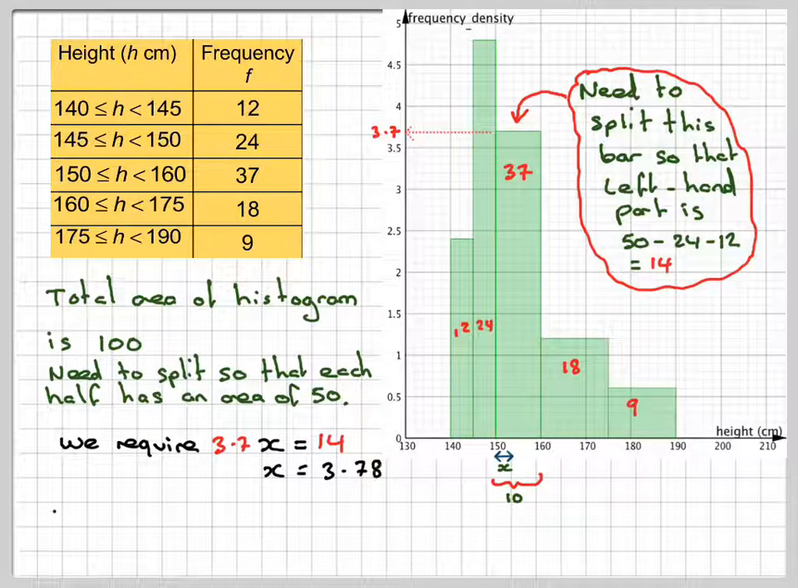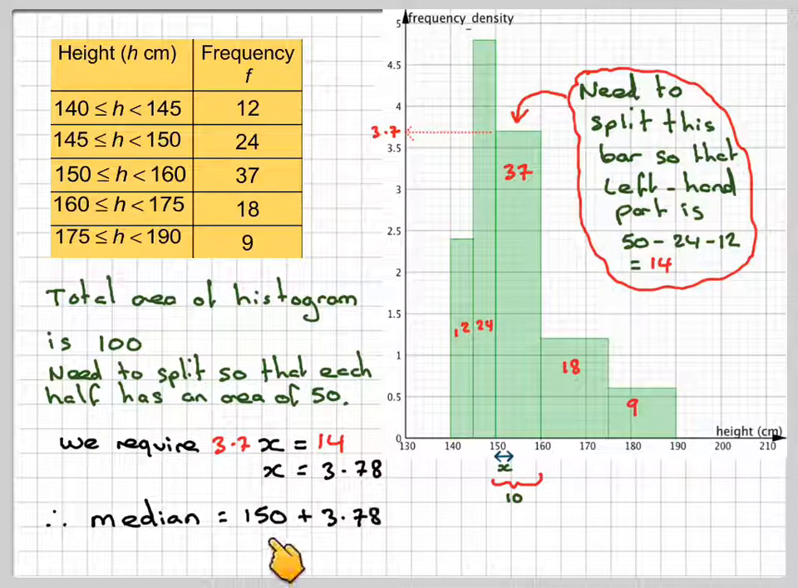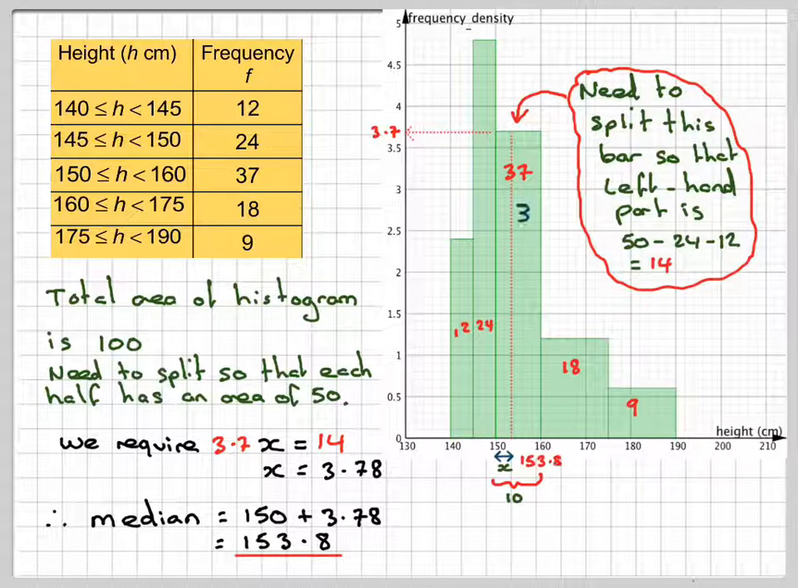And therefore x will be 14 divided by 3.7, which gives you 3.78, corrected to 2 decimal places. Therefore my median is going to be 150 plus my value of x, which is 3.78. So 150 plus 3.78, which is going to give me a median of 153.8, correct to 1 decimal place. So drawing that in, that line here, where this is 153.8, will represent the median.